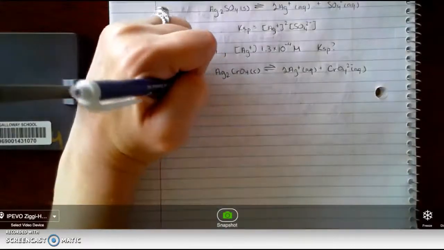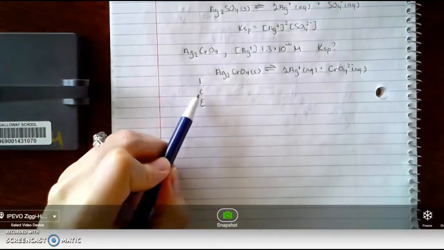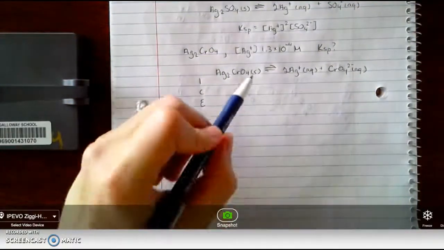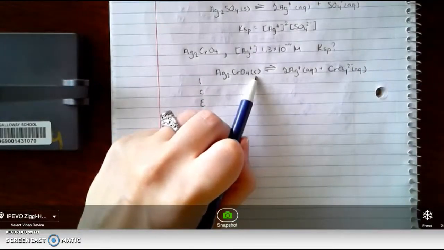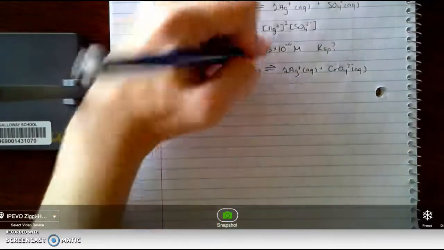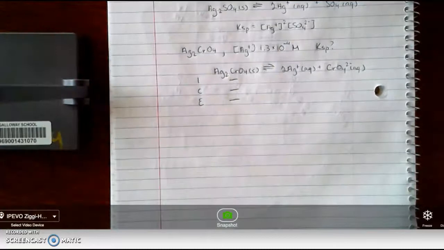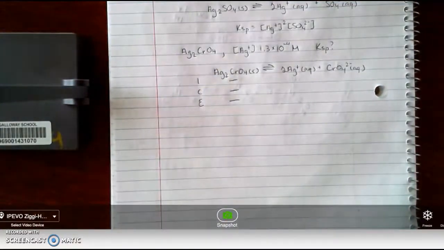Now I'm going to set up my ICE table here. So remember, initial concentration, change in concentration, and equilibrium concentration. The good news is anything that is not an aqueous substance or a gas is not going to be included in any of our calculations. So I'm just going to draw a line through for all of these for the solid because that's not really going to be involved in any of the calculations. It's not going to be in our KSP expression.